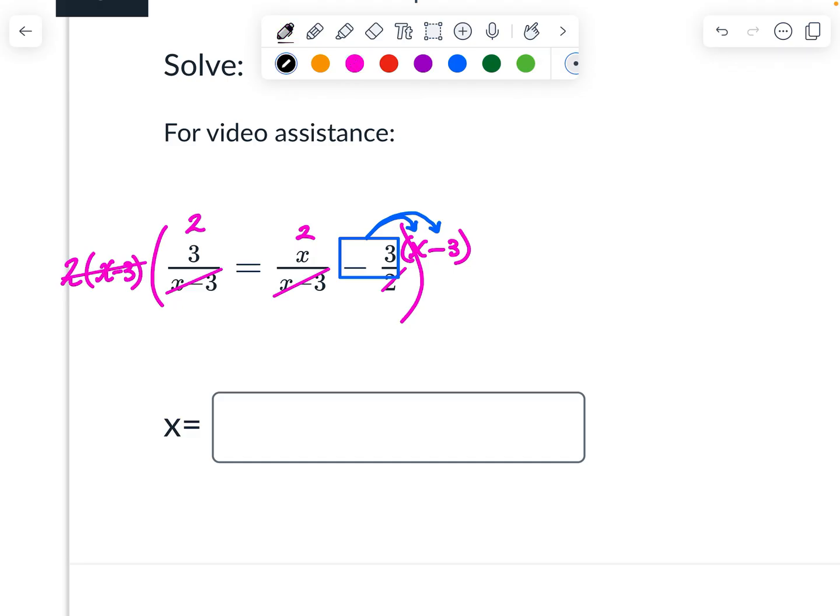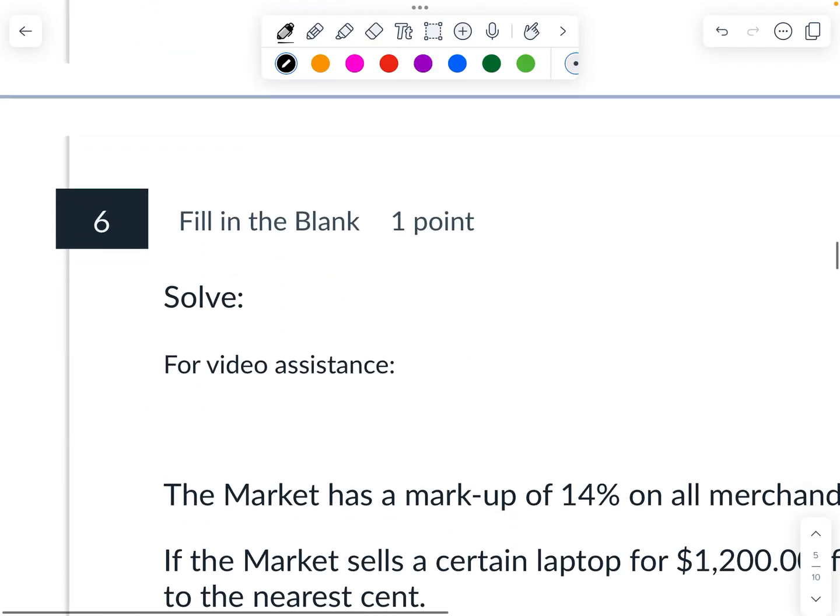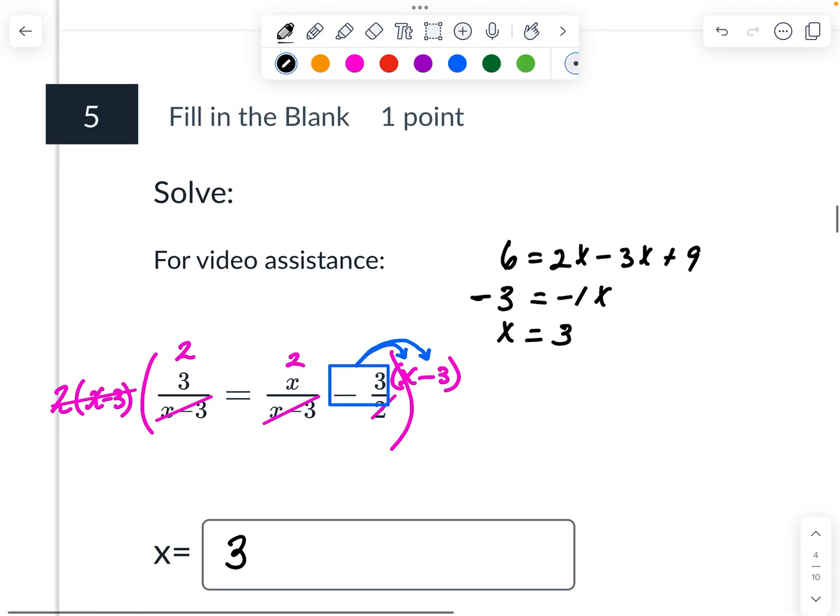All right, so 2 times 3 is 6. Equals 2x. Negative 3 times x is negative 3x, and negative 3 times negative 3 is positive 9. If I combine like terms and move the 9, I have negative 3 is equal to negative 1x, so x is equal to 3. And is that it of those types? That is it of those types. All right, my friends, that is how you solve multi-step equations, specifically when you have fractions.